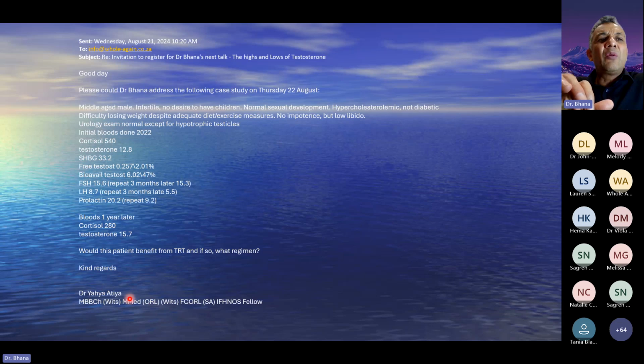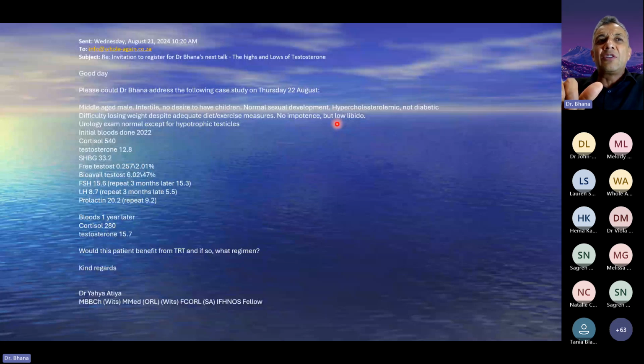A colleague of ours sent a case through, and this is a middle-aged male patient, infertile, but no desire to have children, normal sexual development, has a history of hypercholesterolemia, is not diabetic, has difficulty in losing weight despite adequate diet and exercise, no impotence, but has a low libido. That means you can get erections, but the libido, the lust for it, is low. This is a urologist, so the urology examination was normal, except that there were hypertrophic testicles.